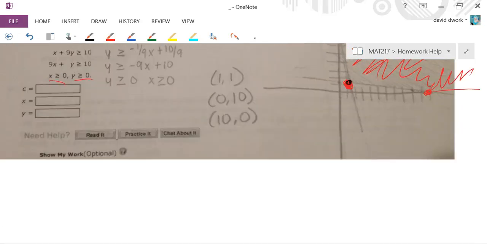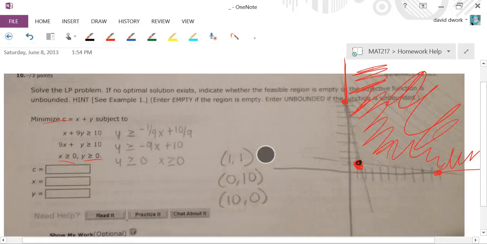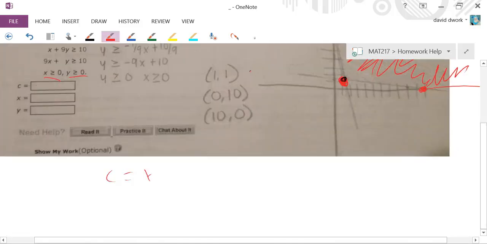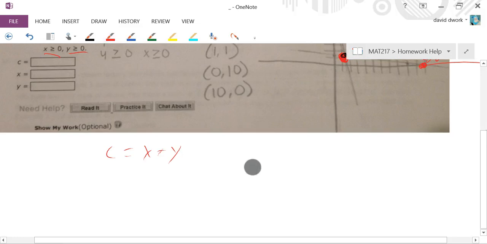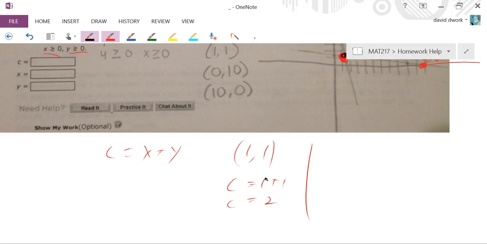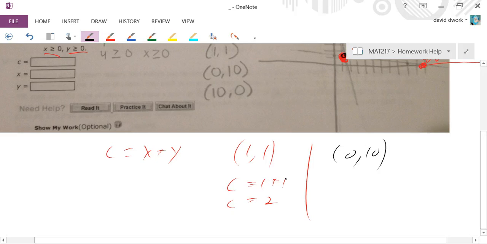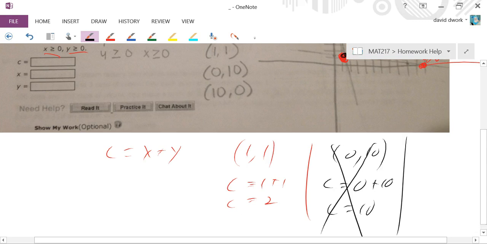So here we go. Our c is equal to, it was just x plus y, correct? Yep. c equals x plus y. So when we substitute in the point 1, 1, that's going to be c equals 1 plus 1, which means c equals 2. Okay, then let me take this out of red. Then when we do the point 0, 10, that's just 0 plus 10, so it gives us a c of 10. Looking between these two, 2 is less than 10, and we're looking for minimum, so this one's out. Now let's check the last point, the point 10, 0.